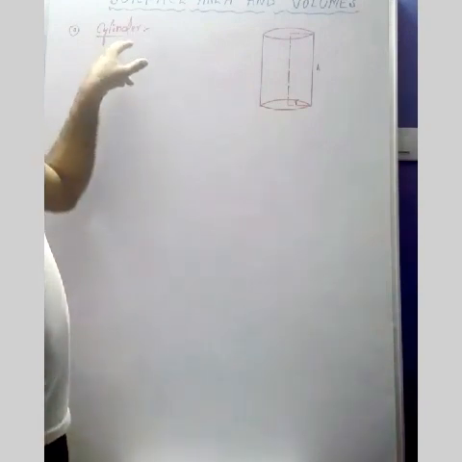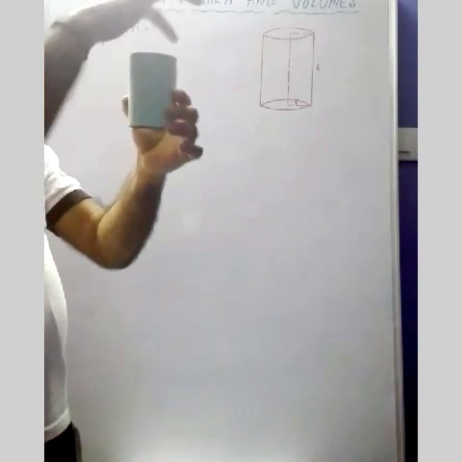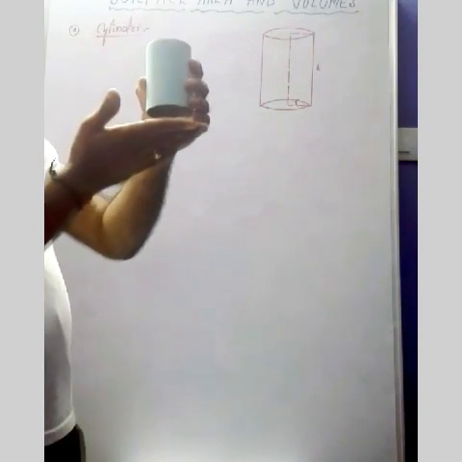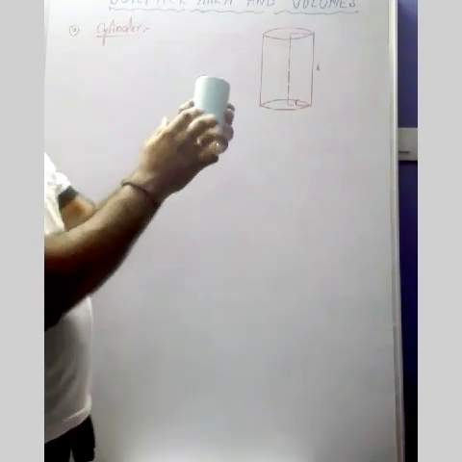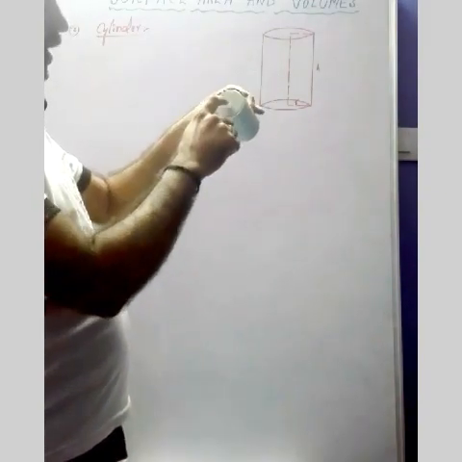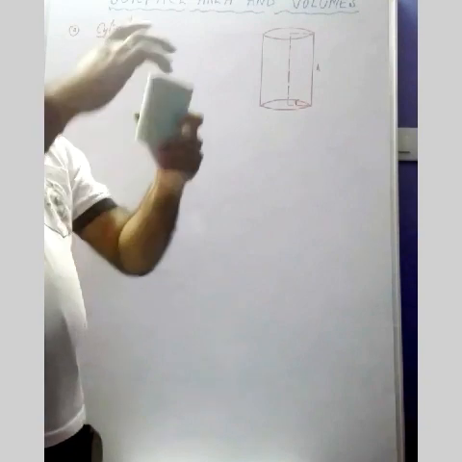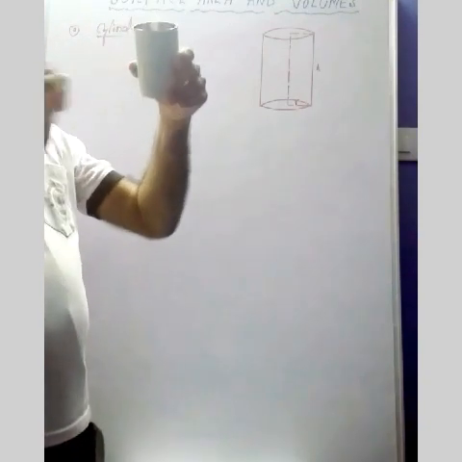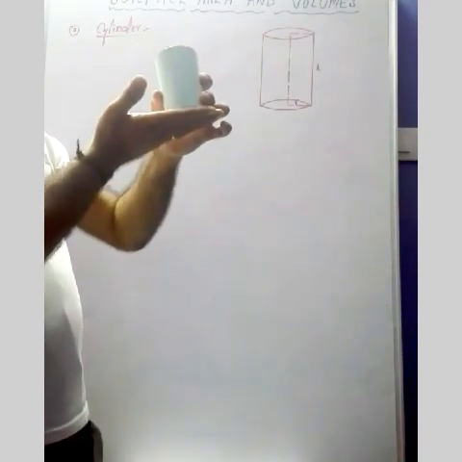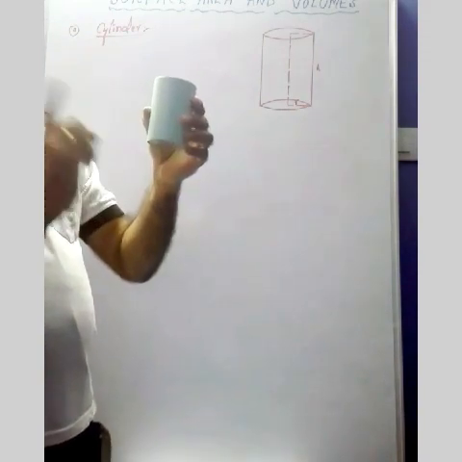Now, third one, cylinder. This is one of the cylinders. It has a curved surface and two identical ends. Both the ends are equal. That is called the height of the cylinder, that is the circumference of the cylinder, and that is the radius of the cylinder. A cylinder having both ends open is called a hollow cylinder, but a cylinder having both ends closed is called a right circular cylinder or closed cylinder.